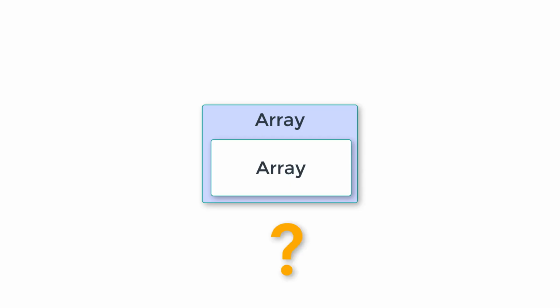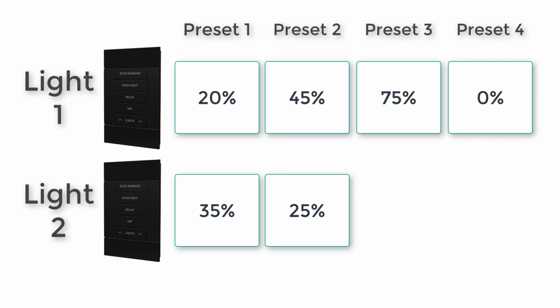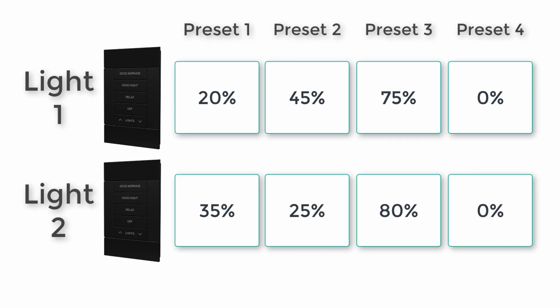C# allows multidimensional arrays. They are in essence an array inside of an array for a two-dimensional array. But what is this useful for? If we have several light loads and want to store 4 preset levels for each, a multidimensional array would be a good choice for this. Each keypad set of presets are stored in a second dimension of the array.